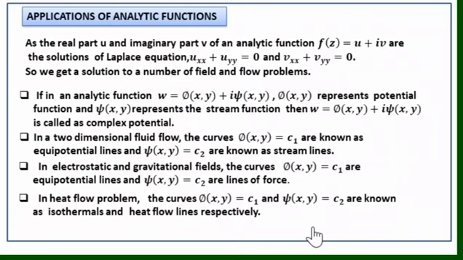We can write the Cauchy-Riemann equations in terms of these phi and psi. Okay, so we have the CR equations given by ∂phi/∂x equal to ∂psi/∂y, or phi x equal to psi y, and psi x equal to minus phi y.